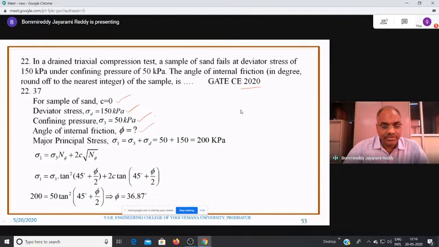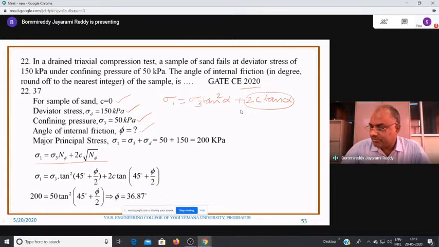And it is conducted in case of triaxial test. Triaxial test means you know that formula, sigma 1 equal to sigma 3 tan square alpha plus 2c tan alpha. This formula you know, or otherwise you can write the same equation in terms of phi also. Since it is given in the problem, it is sand and C value 0, so second term vanishes. Only the first term will exist.